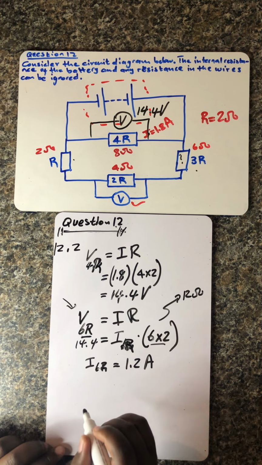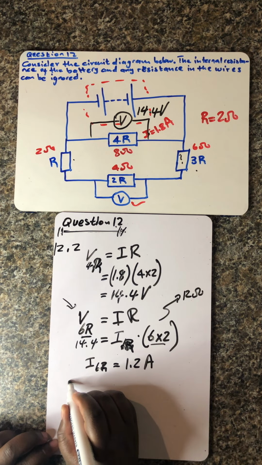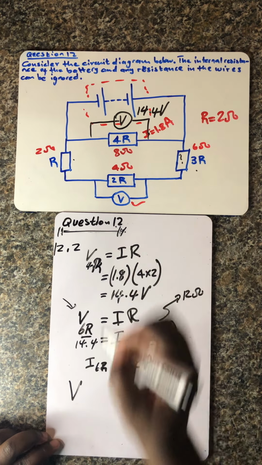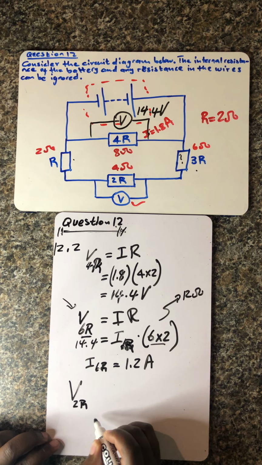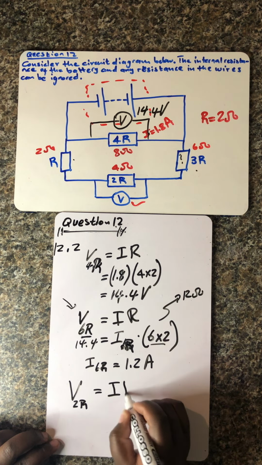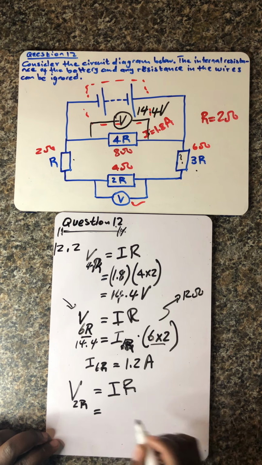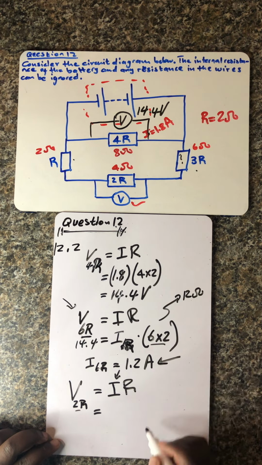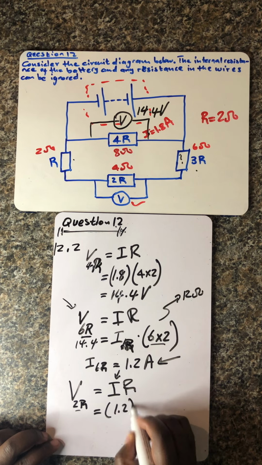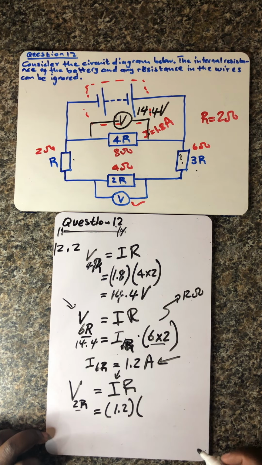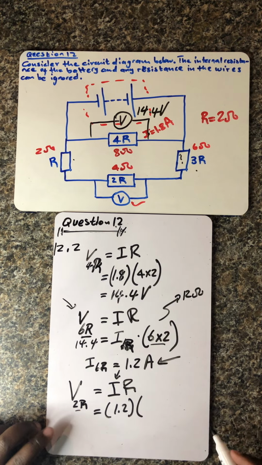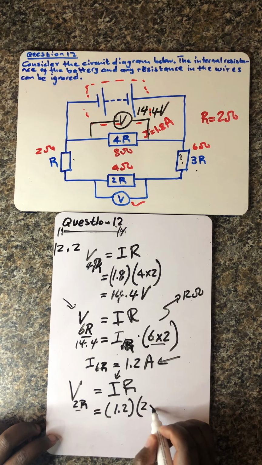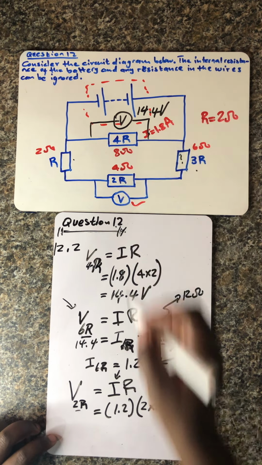So that means now we are able to calculate the V, which is that V of 2R, because it will be equal to IR. Guys, what is the current flowing through the 2R? I've just explained it's 1.2. Very, very much important, ladies and gentlemen. What is the R of that 2R? We know, guys, it is 2 multiplied by 2, which is 4.